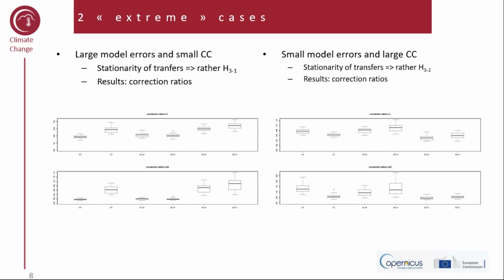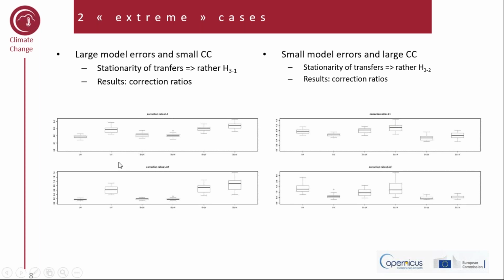First, here we have all the distributions. We can test the stationarity of the transfers, and in the case of large model errors and small climate change, we found that what is rather stationary is the transformation between model and observations, so it's H31. Whereas when we have small model errors and large climate change, what is much more stationary is the transfer between the historical period and the future period. So this is assumption H332. And the results here are showing that, as we had expected, the transformation or the adjustment based on the hypothesis best verified gives the best results.